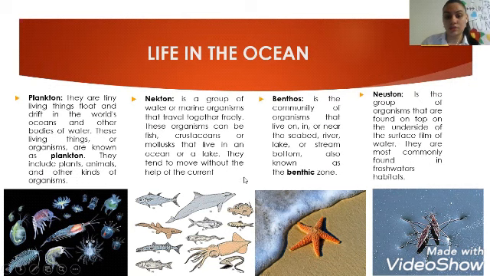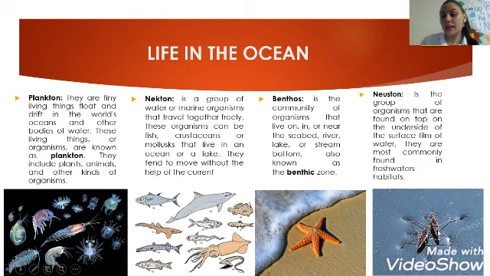Then we have the nekton. The nekton is a group of water or marine organisms. They travel freely, like these animals we can observe here. Then we have the benthos, and they are the community of organisms that live on, in, or nearby the seabed, river, lake, or stream bottom. Also, they are known as the benthic zone, like the example of this sea star.